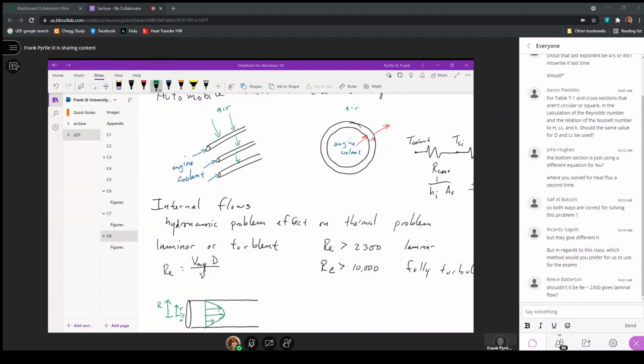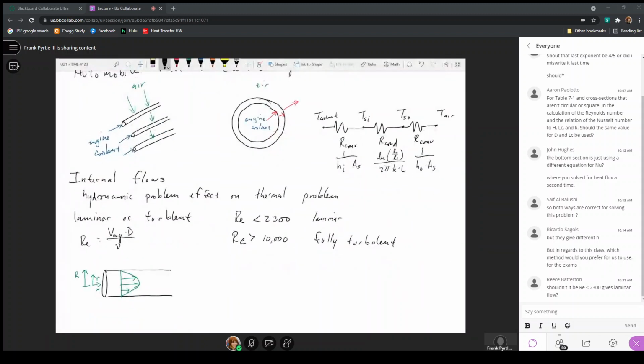Oh, yeah, I drew these incorrectly. This is for Reynolds number less than 2,300, and I wrote it incorrectly there. That value is considered to be laminar flow: less than 2,300 for laminar and greater than 10,000 for fully turbulent. So the Reynolds number for internal flows is based on an average velocity of the fluid, not the free stream velocity, because there is no actual free stream that exists.